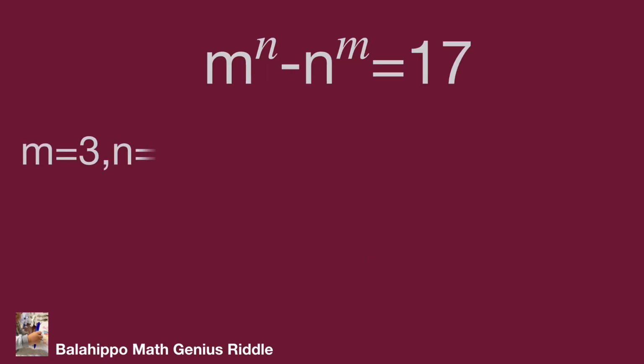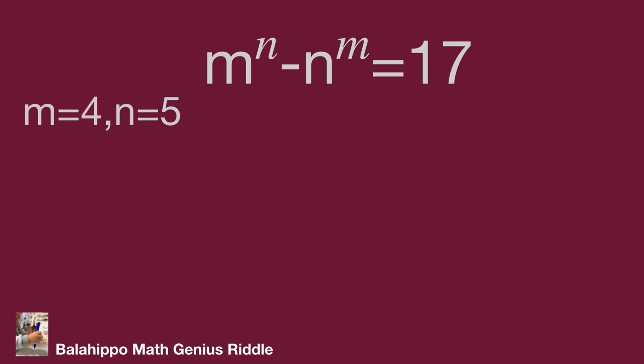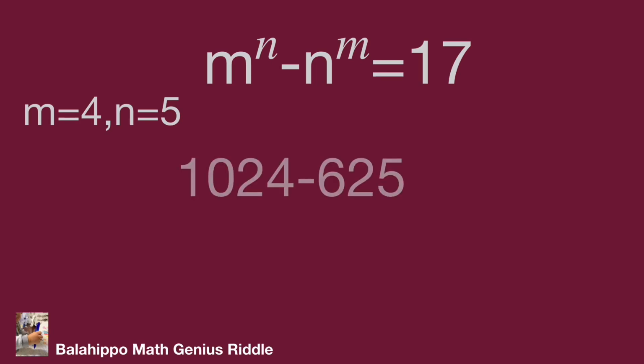While m equals 3 and n equals 4, 3 to the power 4 minus 4 cubed equals 81 minus 64 equals 17. It is one of the solutions. While m equals 4 and n equals 5, 4 to the power 5 minus 5 to the power 4 equals 1024 minus 625. That's not the answer.